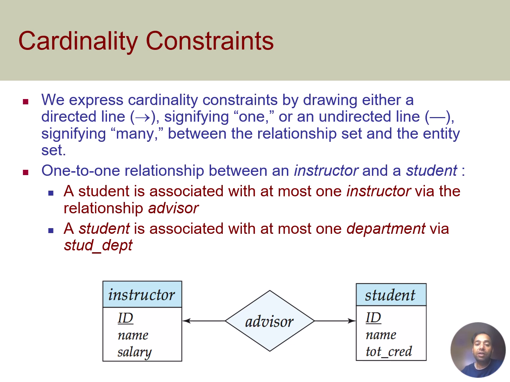If an instructor advises many students, that's a one-to-many relationship. So it's important to always ask how many of these can relate to how many of those. Correct cardinality is vital for database integrity and accuracy. We will now break down the one-to-many and many-to-one scenarios in more detail. Let's take a closer look at them.